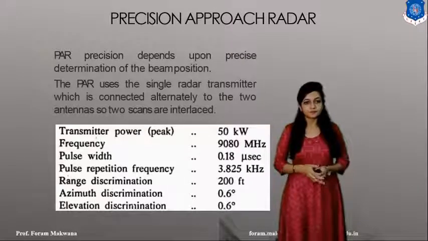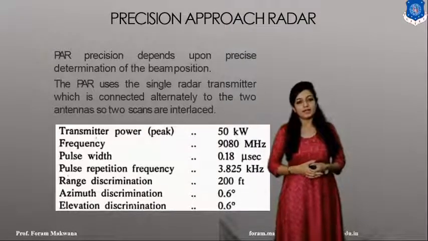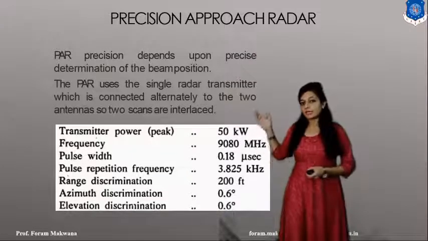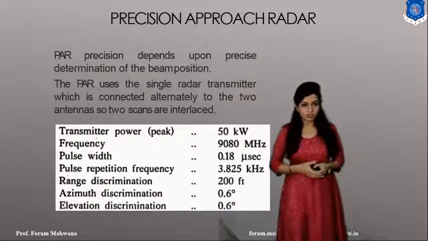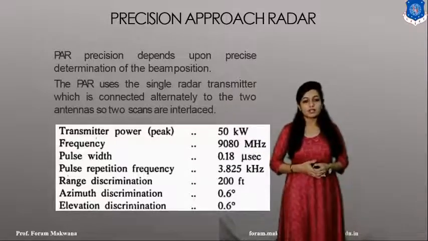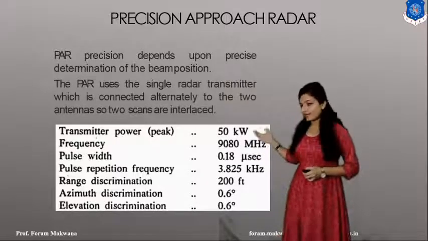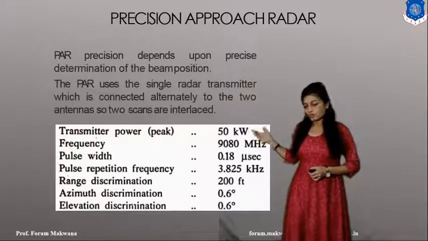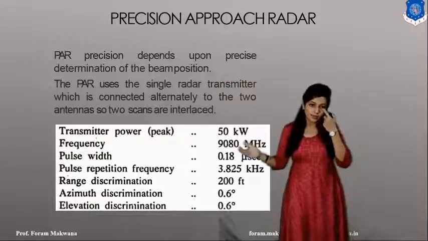Alright? So the precision approach radar depends upon the precise determination of the beam position. So it uses a single radar transmitter which is connected to two antennas. So two scans are going to be interlaced. Okay.